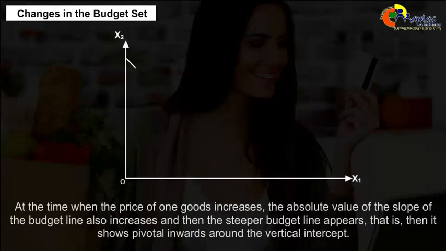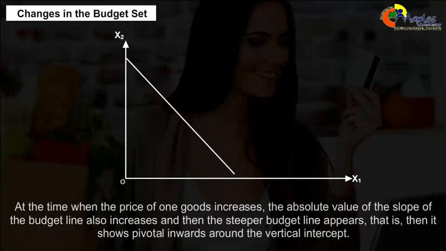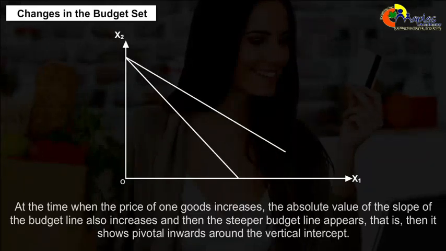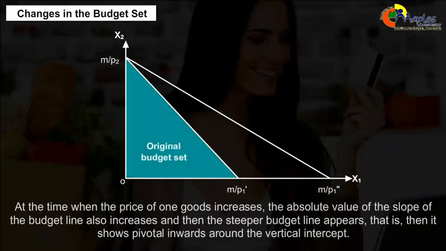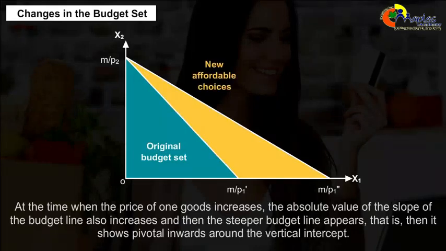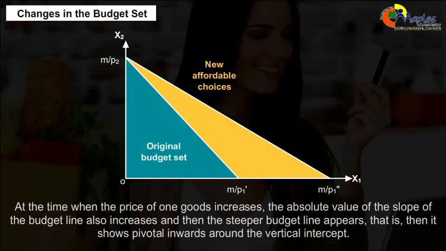At the time when the price of one good increases, the absolute value of the slope of the budget line also increases, and then a steeper budget line appears. That is, it pivots inwards around the vertical intercept.